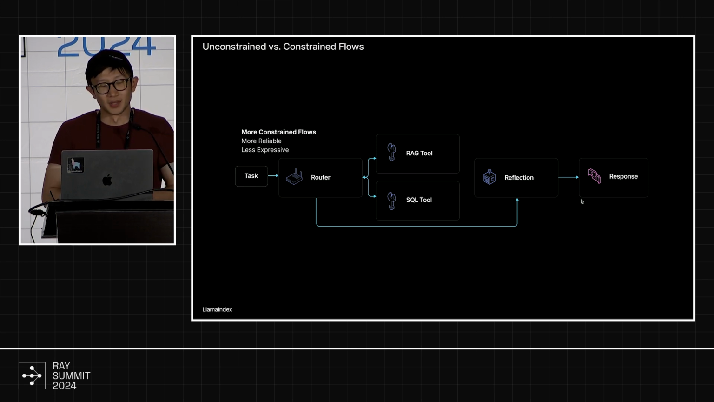So what I call more constrained is something where the human actually defines the overall flow of the program, and the LLM is not a significant proportion of that overall program, influencing the control flow. This tends to lead to more reliable outputs. However, again, it has the trade-off of being less expressive.